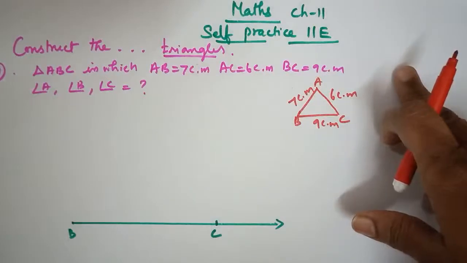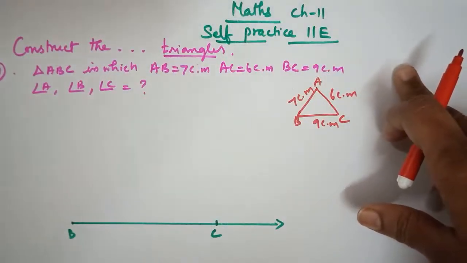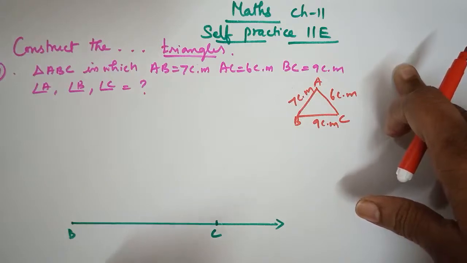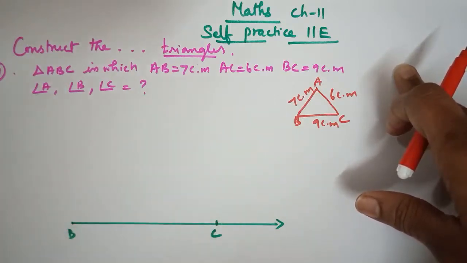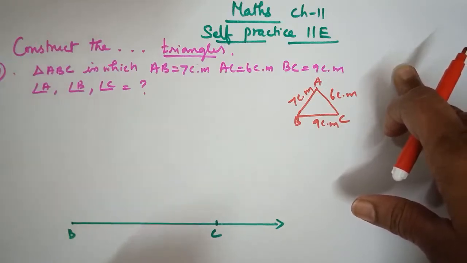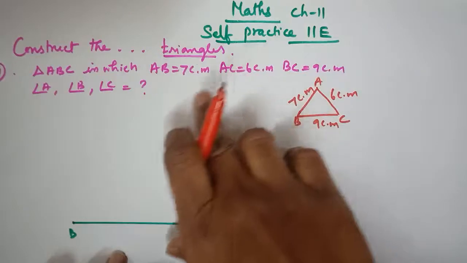Self-practice 11E. Okay, constructing triangles. Construction of triangles. Here, if two sides and the included angle are given, or one side and two angles are given, or three sides of the triangle are given, for these conditions we have to construct a triangle. How will we construct a triangle using these conditions? Okay, now let's see how to construct the triangles.